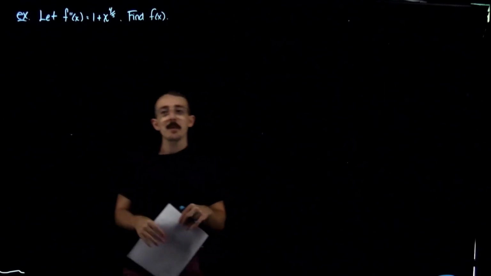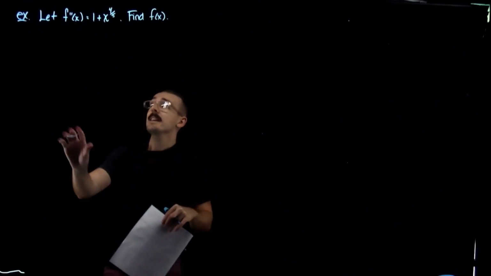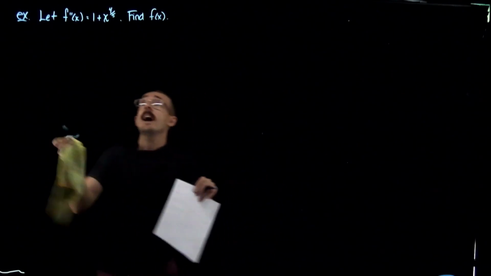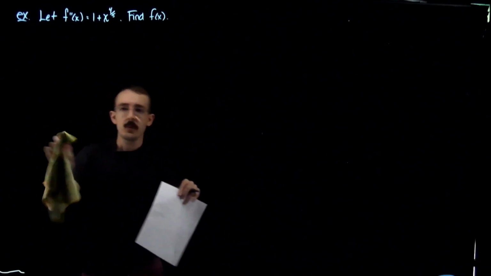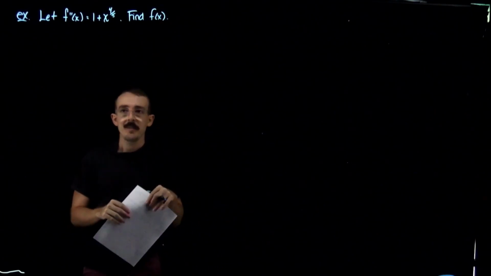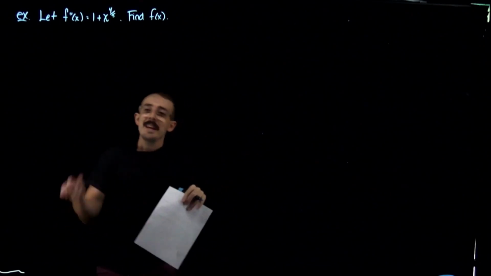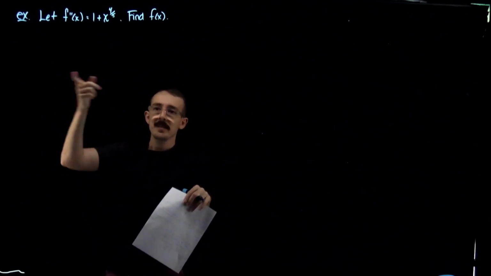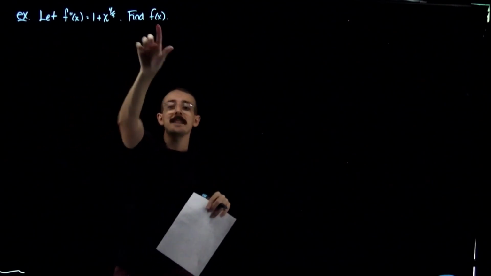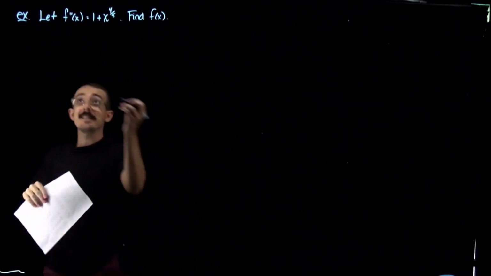Let's continue with a few more examples. So in this example, we have the second derivative is given as 1 plus x to the 4/5. And we're asked to find f of x, the original function. So the difference with this one is if we take one antiderivative, we'll be back to f prime. And we have to take a second one to get all the way back to f of x. So let's do that.